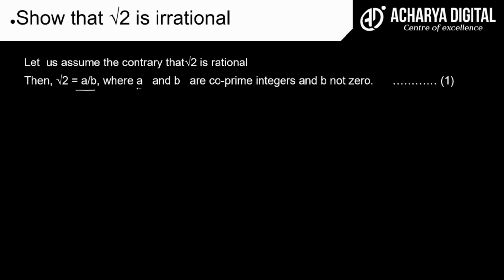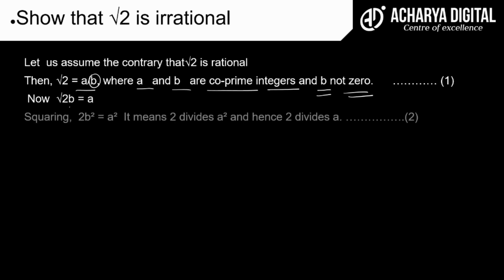where a and b are co-prime integers. That means they don't have anything in common as a factor except the number 1. And of course, b is not 0 because it is in the denominator. If the denominator becomes 0, it becomes meaningless. Now, if root 2 is a by b, then root 2 into b, if I take this b to the left side, will make root 2 multiplied by b equal to a.